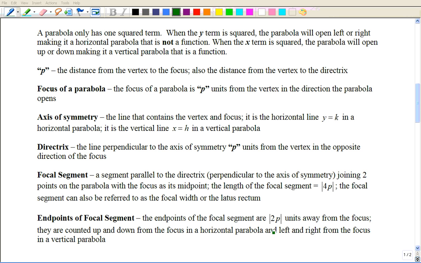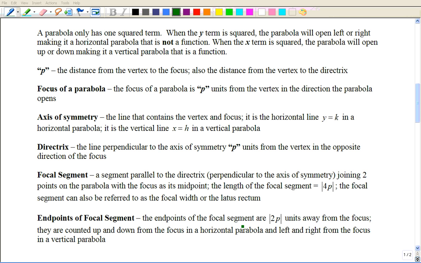Again, p is the distance from the vertex to the focus, which is also the distance from the vertex to the directrix. And then we've got the focus of the parabola, the axis of symmetry, directrix, focal segment, and the endpoints of the focal segment. All of these are labeled in the picture. The only one we haven't discussed so far is the endpoints of the focal segment, which are the points on the arms of the parabola.